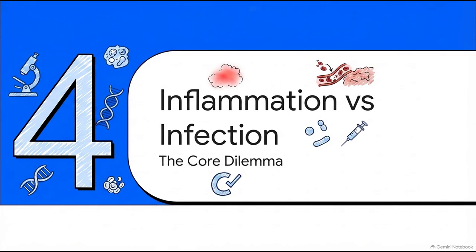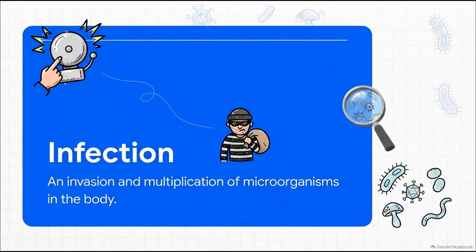Section 4. Inflammation versus infection. And that brings us to the core dilemma of our investigation. How do we separate the body's alarm system from the actual intruder? If inflammation is the alarm, the infection is the burglar.